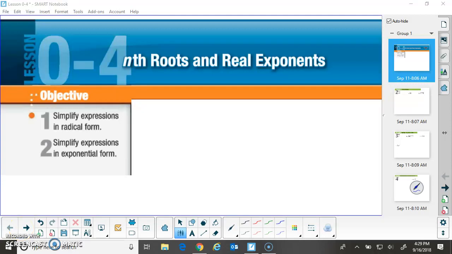Lesson 04 is on nth roots and real exponents. You've been taught how to work with square roots, and today we're going to talk a little bit more about cube roots and fourth roots and fifth roots. So in general, we're going to talk about nth roots and also discuss some properties of exponents, which you've learned in the past.